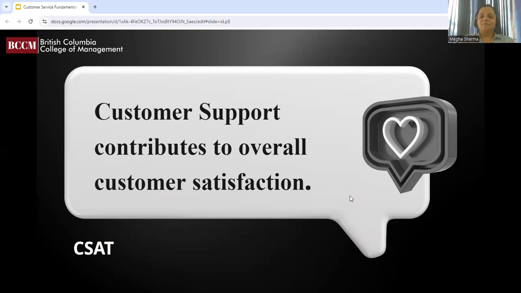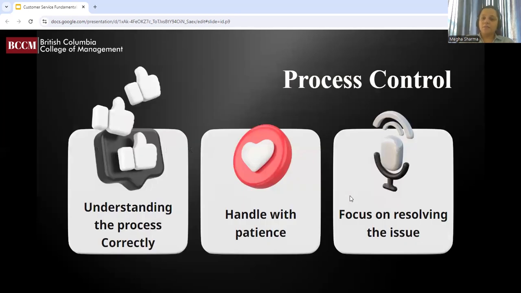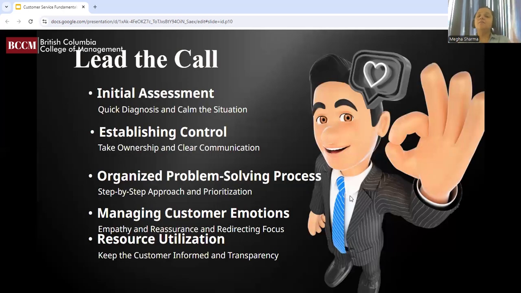Okay. So the CSAT score we will discuss later on. That's again a lengthy topic, but it is important. This is of the fundamentals, the customer support. Then last is process control. Process control is you know the process, you're handling it with patience, you're focusing on resolving the issue, and there are certain things. How you will do the control process by leading the call.